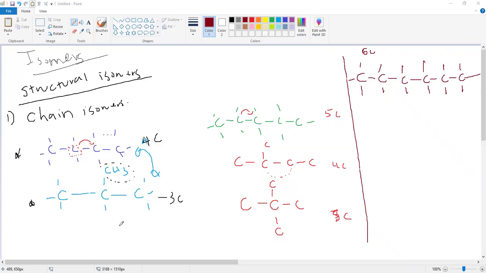Okay, did you all draw it? So what you can do, you can branch this here, then it becomes like this. So see, there are only 6 carbons. So now here I have only 5 carbons in the main chain. Now I can branch another one also. I can bring this here. Then it becomes like this.